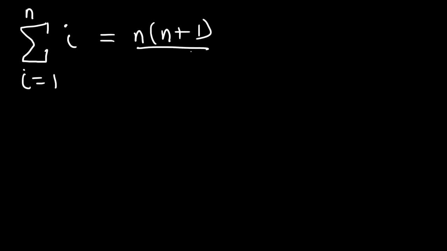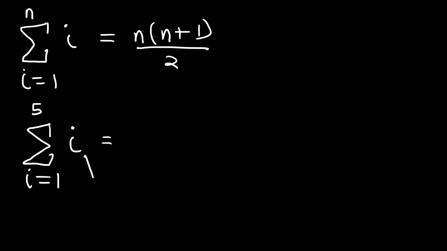Now the next formula that you need to be familiar with is this one. Instead of a constant, we're going to have the variable i, and we're going to go up to n. So this is going to equal n times n plus 1, divided by 2. Let me give an example. Let's say i is 1, we have the variable i, and let's go up to 5. So we need to add up all the numbers from 1 to 5.